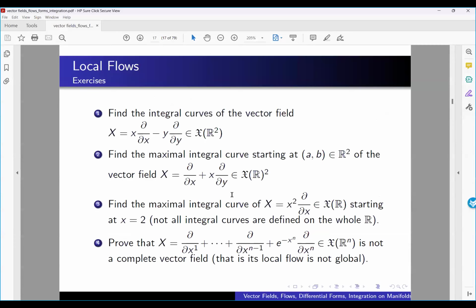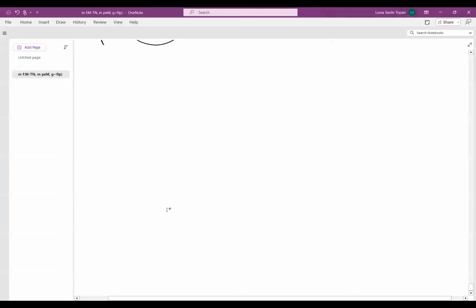All right, let's look at example 3 also. So we see that not all integral curves are defined on the whole R, on the whole set of real numbers. All right, so let's also look at this example.